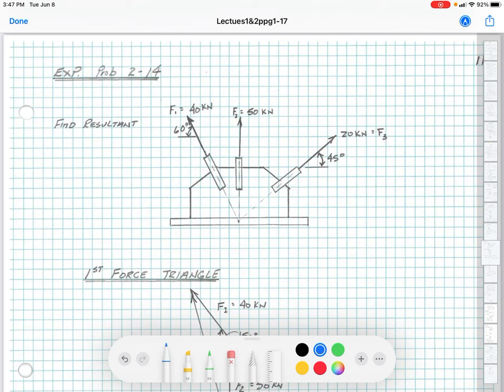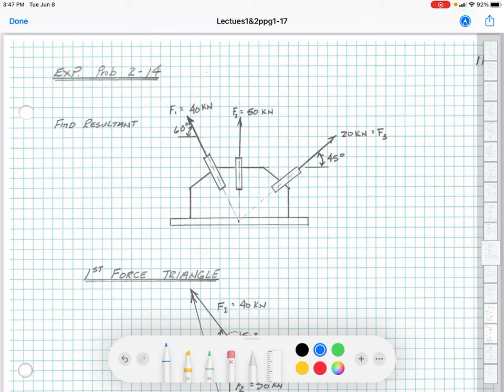We've got three different arms or pieces coming down. Most likely they're welded into this plate. That's how they're held to the foundation. And we see that we have 40 kips, or check that, that's kilonewtons. So 40 kilonewtons, 50 kilonewtons, and 20 kilonewtons. And they're all concurrent because they come down and they meet at one point. So there's no rotation from this system.